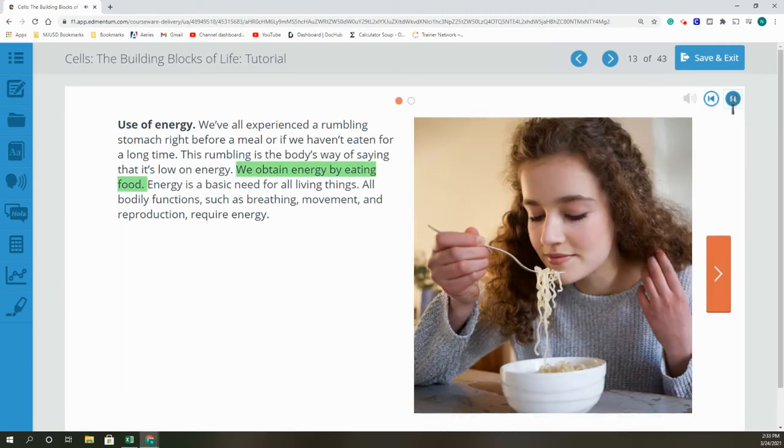Use of energy. We have all experienced a rumbling stomach right before a meal, or if we haven't eaten for a long time. This rumbling is the body's way of saying that it's low on energy. We obtain energy by eating food. Energy is a basic need for all living things. All bodily functions such as breathing, movement, and reproduction require energy.